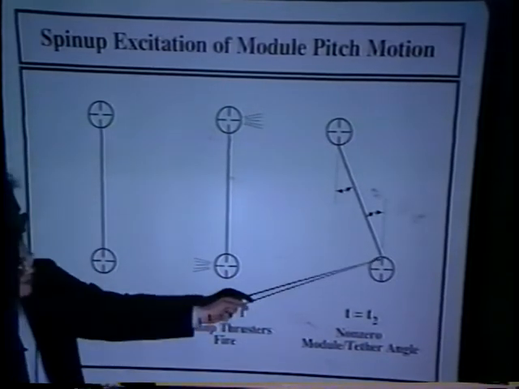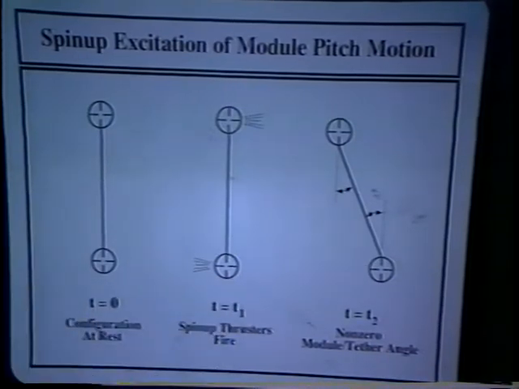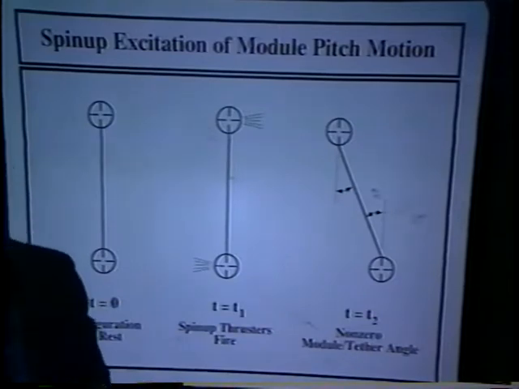The result of all this is that the modules now will oscillate about their neutral position at the ends of the tether, and that's the pitch oscillation motion that I described earlier. That's what we're going to have to try to control with feedback attitude control jets.